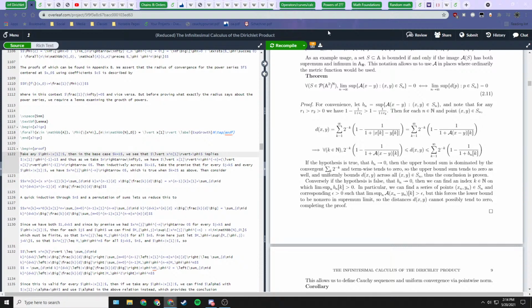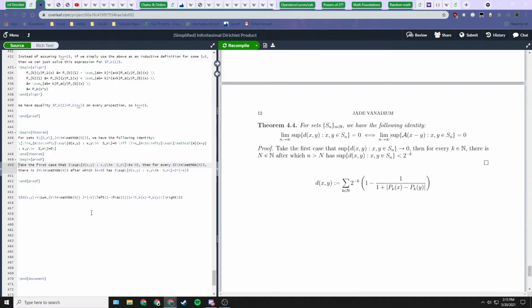And this is going to work because each of these terms, this d of x minus y, will be maximized when all of these terms are as large as possible. So we're doing the summation. Okay, so take the case that for every k there's an index after which this holds. Actually, I don't want to do it that way, so we'll let b sub n be the supremum of these sets.